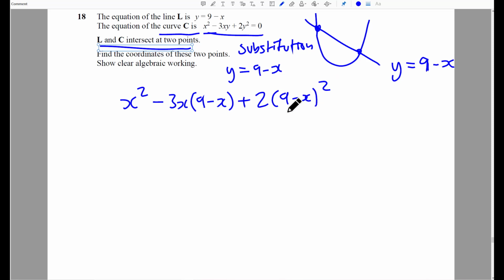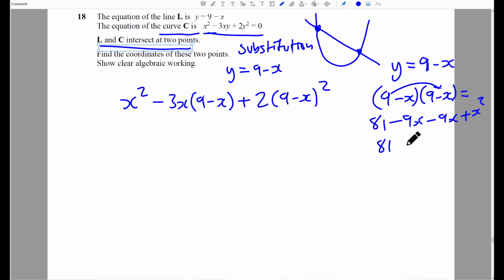So first step is, I'm going to just do this at the side here to make sure I get that. 9 times 9 is 81. We're going to get minus 9x minus another 9x, and negative x times negative x is going to give us a plus x squared. So that's going to be 81 minus 18x plus x squared. Right, so let's just expand this first. 27x. Now negative times a negative is a positive, so that's a plus 3x squared.